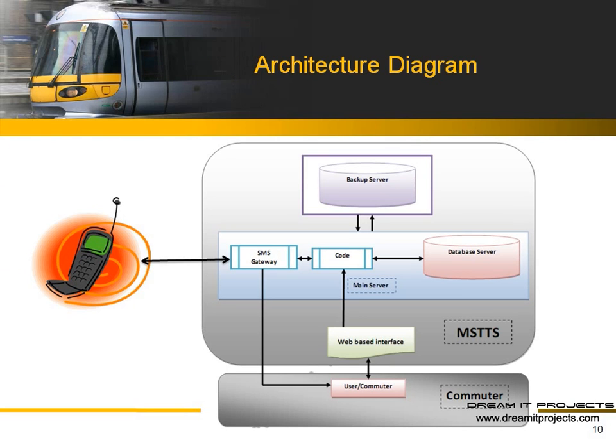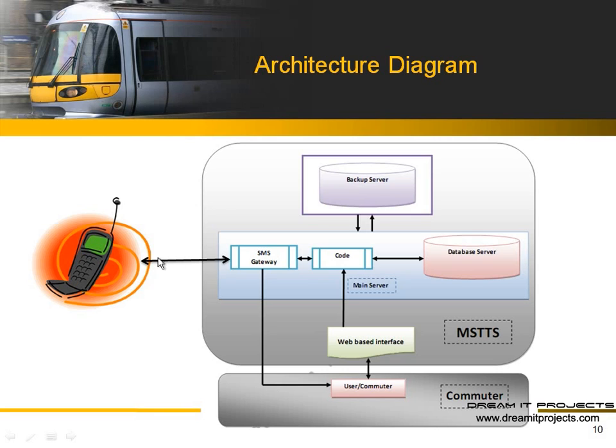Now let's go to the architecture diagram. Here also, if you can see, there are two blocks, MSTTS and role of a commuter. What a user has to do is, through a web interface, register to MSTTS. Then, using a cell phone, he will send an SMS to an SMS gateway. What will the SMS gateway do? It will parse the SMS and send it to a code. Now the code will check the validity of the message. It will fetch all the required information from the database. It will compose an SMS in the form of a ticket, and then send it back to the user.